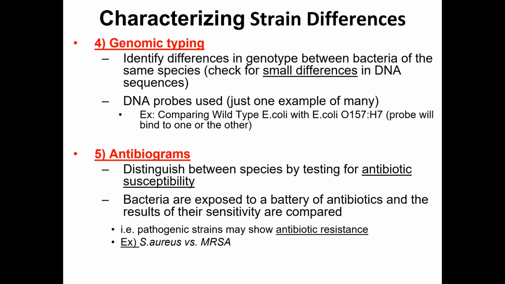Fourth example, genomic typing. This is very common in identifying different strains these days because, again, strains are different because of small, subtle genetic differences. So just look for those little genetic differences. So pick your favorite genomic method. Okay, here in the example, I use DNA probes. Okay, so identifying wild type E. coli versus that nasty O157:H7. Okay, you can use probes that will only bind to the gene for the Shiga toxin present in the pathogenic strain.